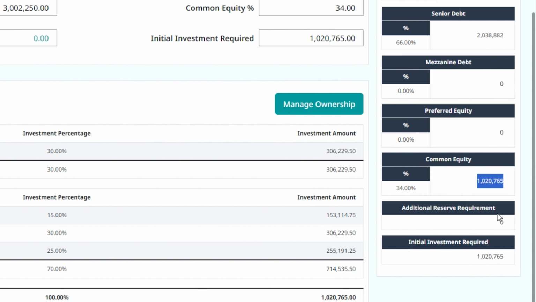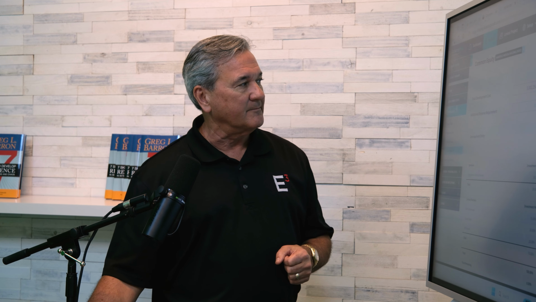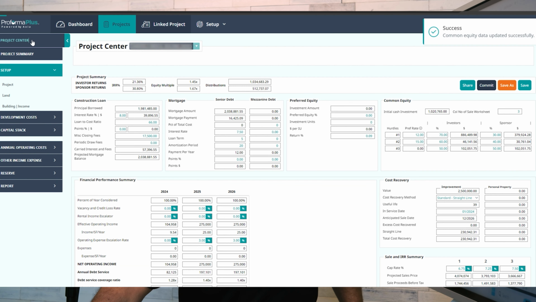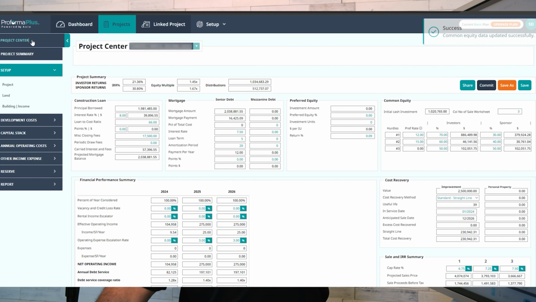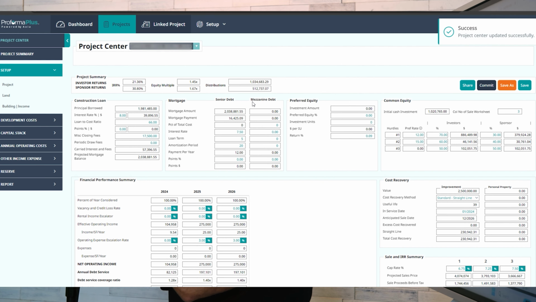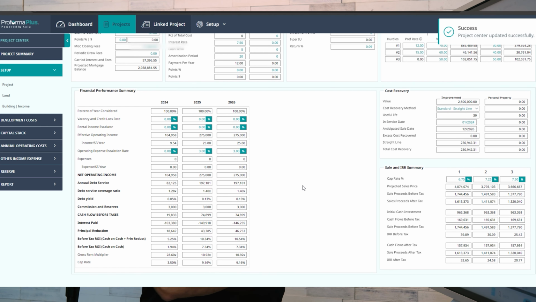This particular feature, again in the capital stack, allows us to enter each and every percentage of ownership and how much they're contributing. That's important because ultimately I'll go back to my model, and then I will hit save, and then it will recalculate based upon the capital stack what my performance should be on this particular project.